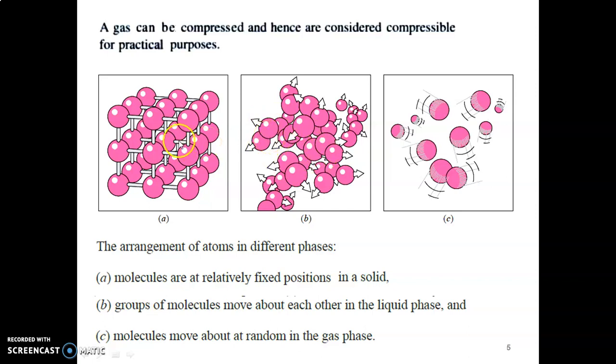Now, looking into the case of gas, we can see that the molecules move about at random in the gas phase. We can also see that the gaps between the molecules are larger than in the case of liquid. So gas molecules are not only free to move in the confined space in a random manner, but the distance between two gas molecules is also comparatively larger when compared to a liquid and solid.